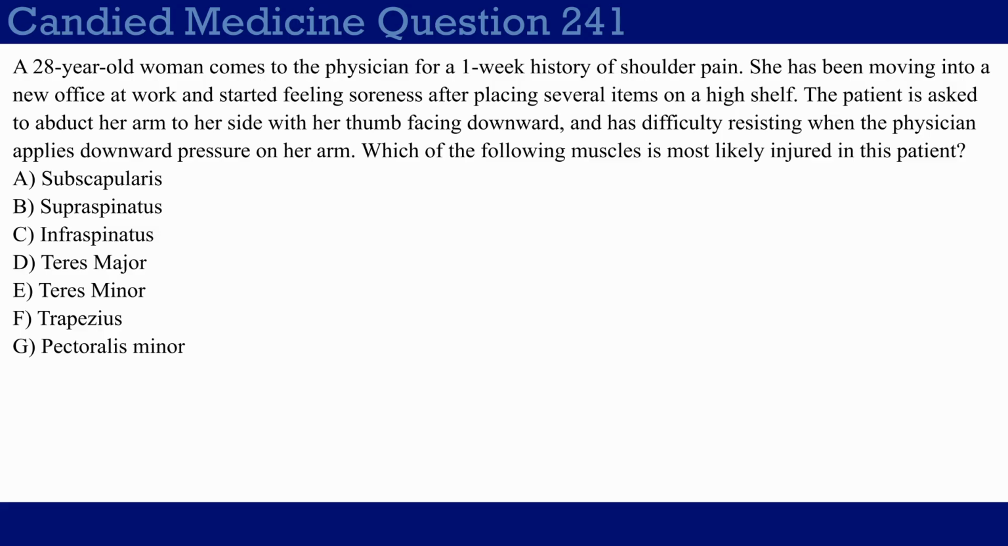Choice A, subscapularis. Choice B, supraspinatus. Choice C, infraspinatus. Choice D, teres major. Choice E, teres minor. Choice F, trapezius. Or choice G, pectoralis minor. I'll wait 5 seconds and answer the question.